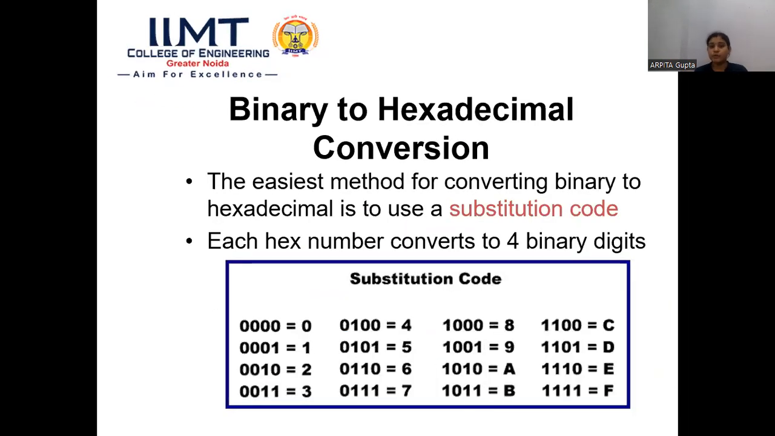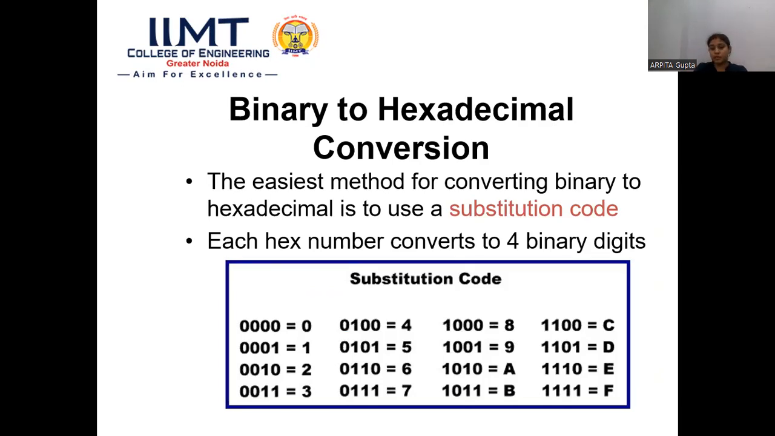Next one is binary to hexadecimal conversion. The easiest way for converting a binary number into octal and hexadecimal is to use a substitution code. If we talk about binary to octal, we use 3 binary digits, and if we talk about binary to hexadecimal, we use 4 binary digits.